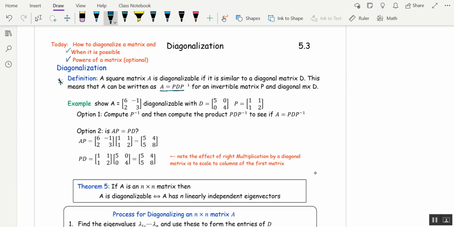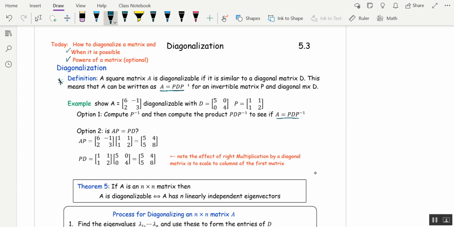Now let me show you in this example a quick way to check if a matrix is diagonalizable given D and P. So if we want to show this matrix A is diagonalizable, option 1 would be to compute P inverse and then literally check to see if this equation is true. So multiply P, D, P inverse and see if you get A. Now that's fine if P is 2 by 2, but what if P is 3 by 3? Finding the inverse isn't going to be so easy.